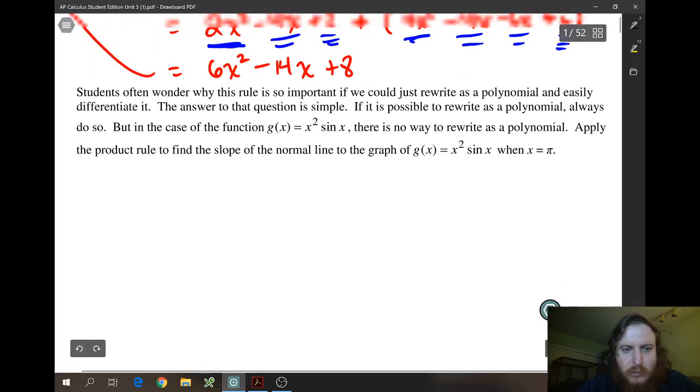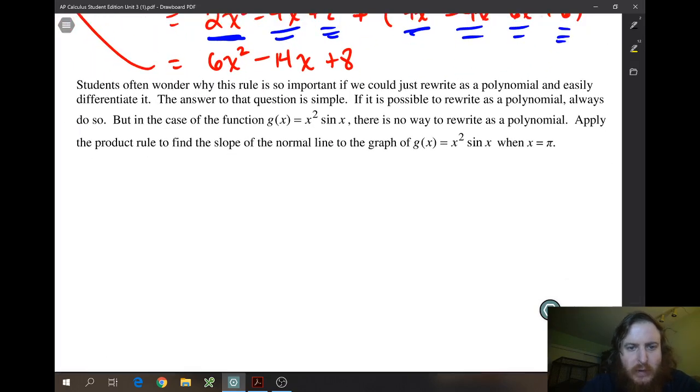So, for example, in the case of g of x equals x squared times sine of x, it would not be possible to write that as a polynomial, but we can still use the power rule, the product rule. So we're going to use the product rule to find the slope of the normal line. Now be careful about that normal line, right? That's the perpendicular. We have to flip it when x equals pi.